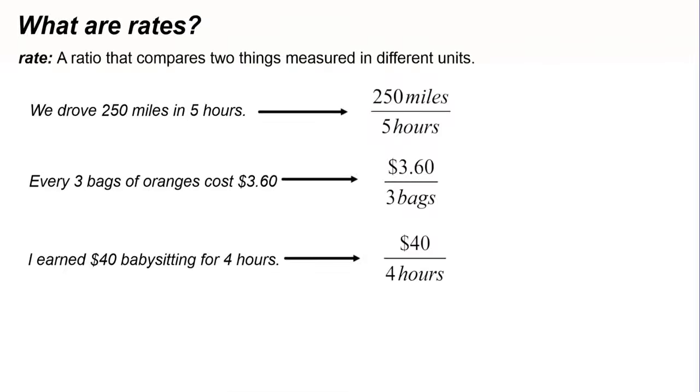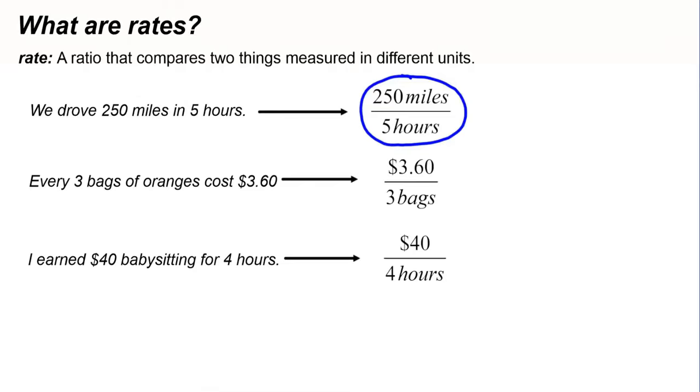So some examples of rates here. If you drive 250 miles in 5 hours, written as a rate, that is 250 miles for every 5 hours. So we're comparing two things that are measured in different units. Miles and hours are two different types of measurements. One is a distance and one is a time. So that is what makes it a rate.